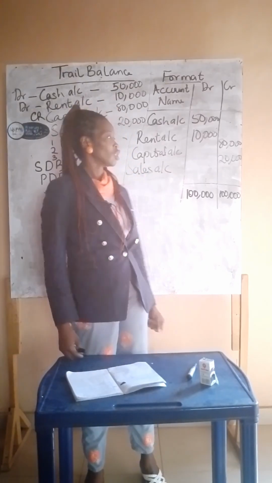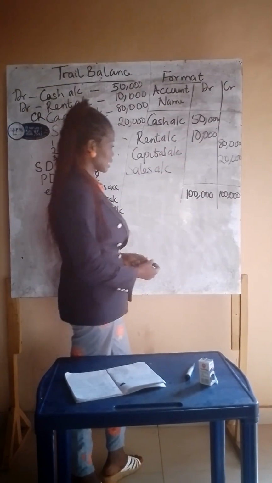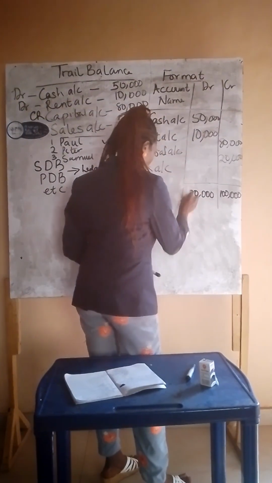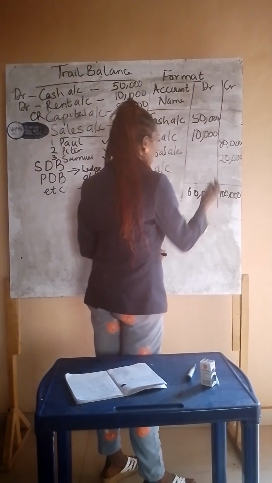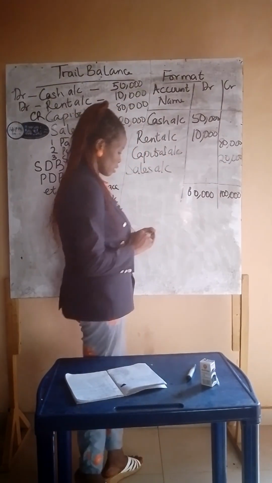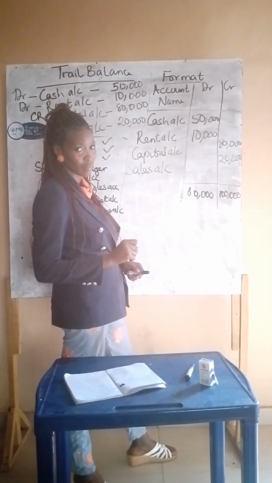Are we together? So now as you can see, we have 50 plus 10 will give us what? 60. If we add that together, we're going to get what? 60 here. And this will give us 100. So this indicates that there is one account that is missing.